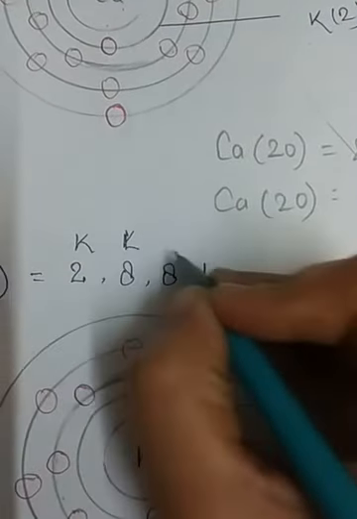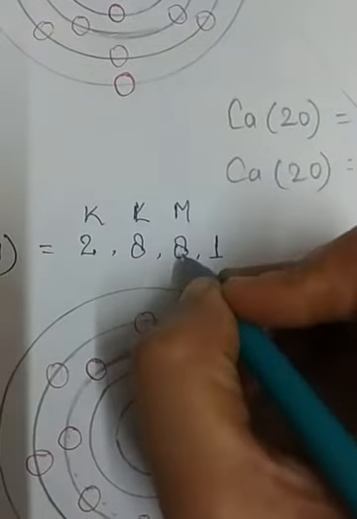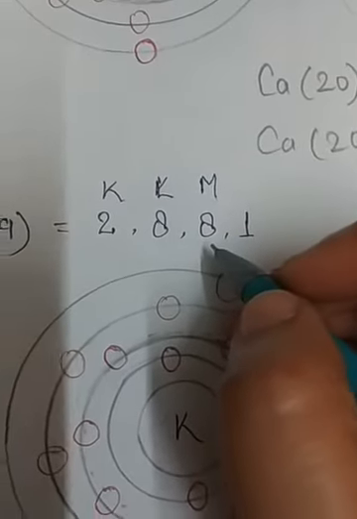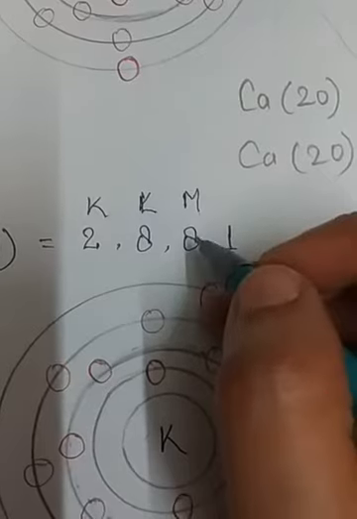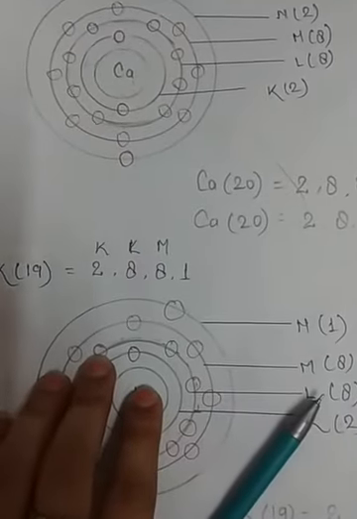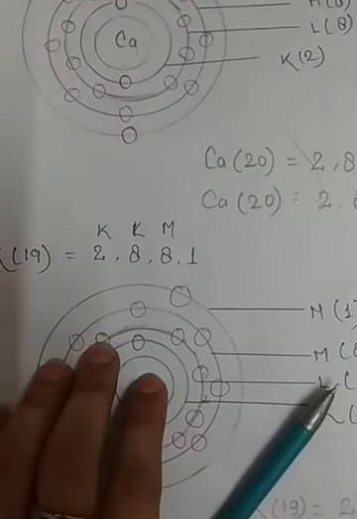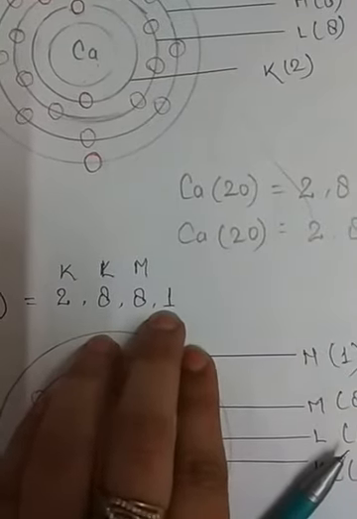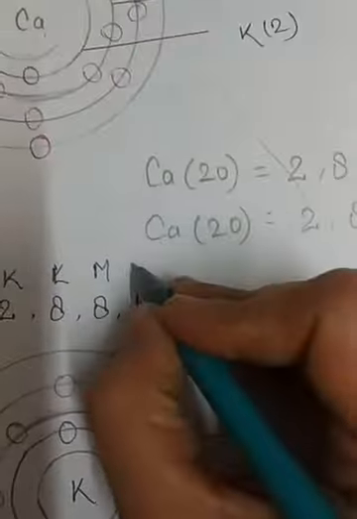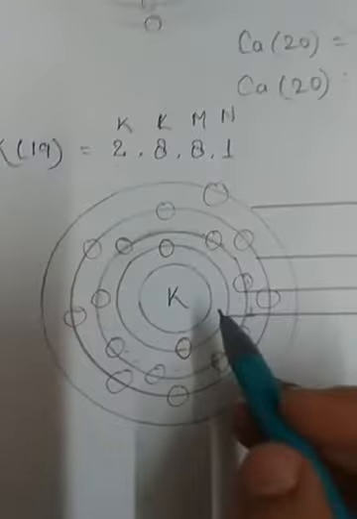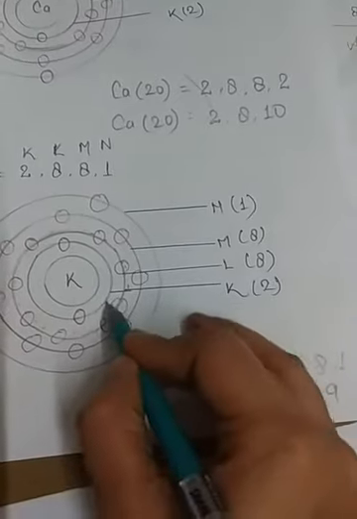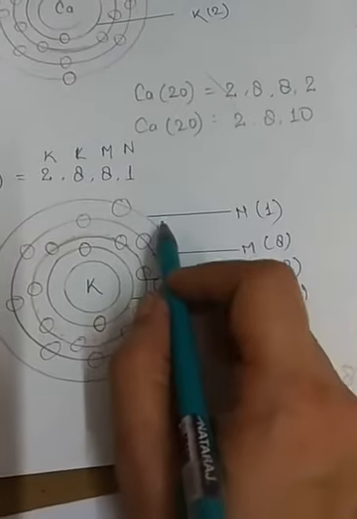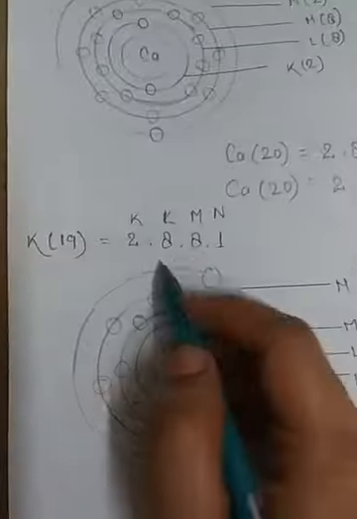Similarly, in the case of potassium, whose atomic number is 19, 2 electrons in the K shell, 8 electrons in the L shell, again 8 electrons in the M shell, because in the M shell we cannot write 9 electrons. According to the rule, the outermost shell can have a maximum of 8 electrons, so we cannot place 9 electrons in the outermost shell. So we will write 8 electrons here and the remaining 1 electron in the N shell. Now we are following all the rules. So 2, 8, 8, 1.